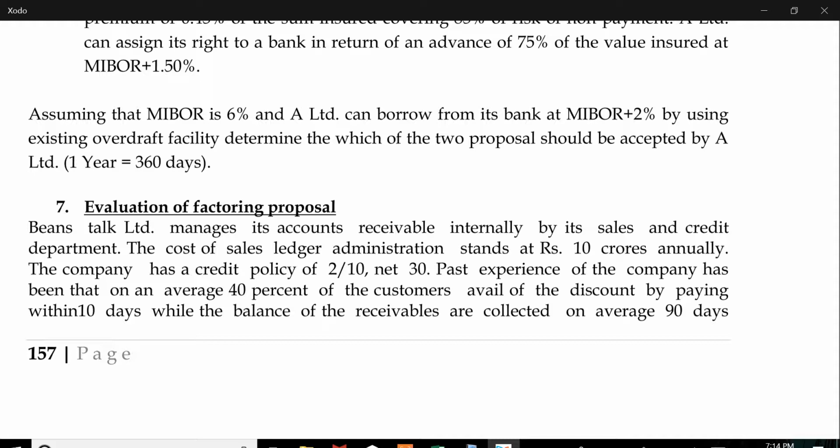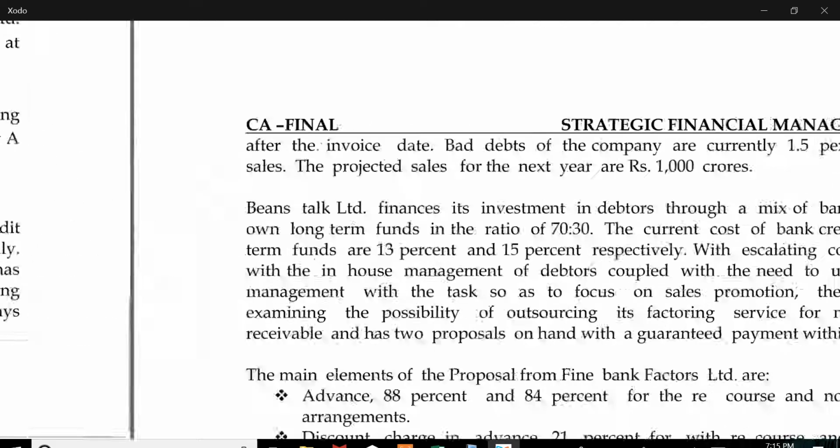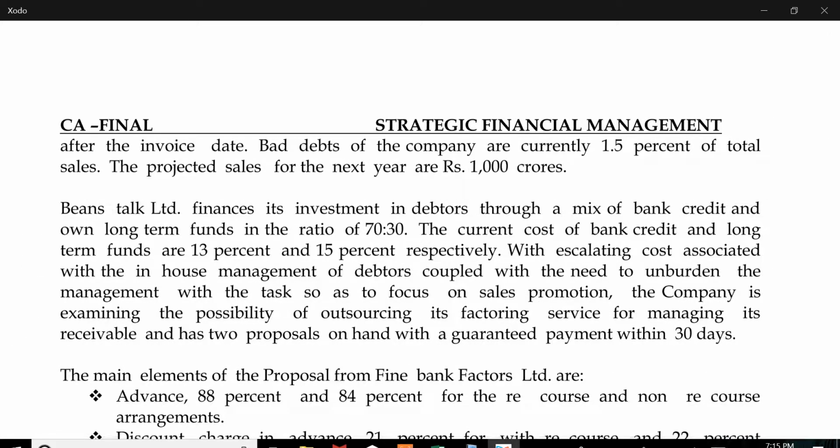The historical track record is saying that 40% of the customers pay within 10 days. But balance people are paying in 90 days. I didn't want them to pay it in 90 days, but they're ending up paying it in 90 days. The requirement is they should ideally pay me in 10 days, but they are going to pay me only in 30 days. Sorry, they are paying me in 90 days. Some bad debts. These were the projected sales for the next year.